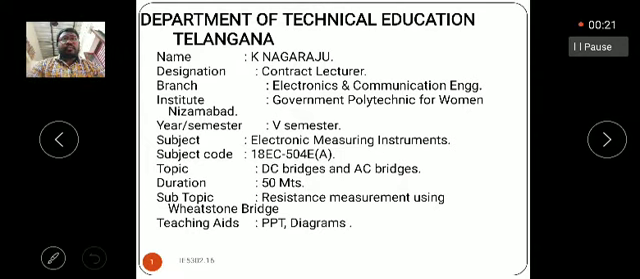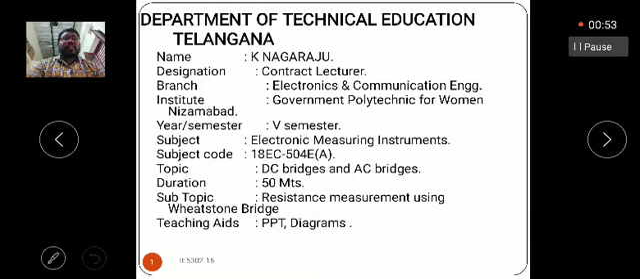Today I am going to explain one more topic. The topic is the measurement of resistance using the Wheatstone bridge. The Wheatstone bridge is a DC bridge. Among the DC bridges, we are first going to explain the Wheatstone bridge. With the help of the Wheatstone bridge, we measure resistance. That means the resistance value is measured in the bridge circuit.